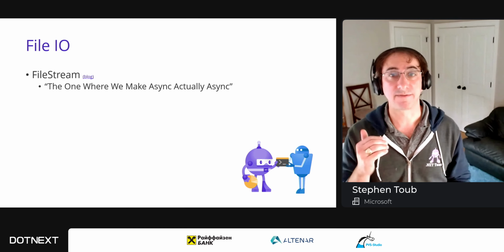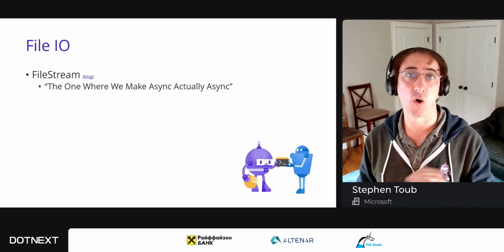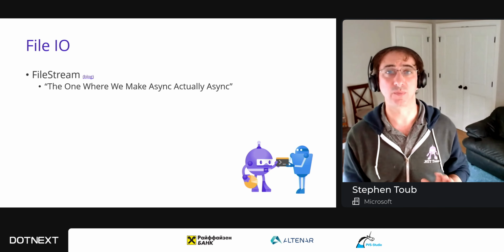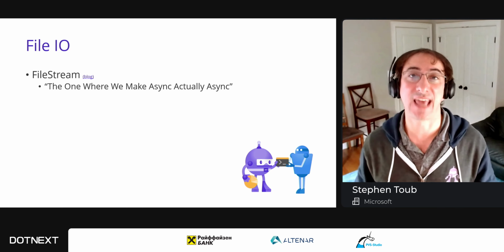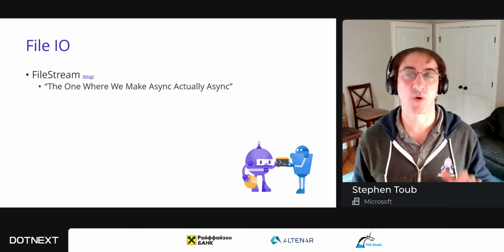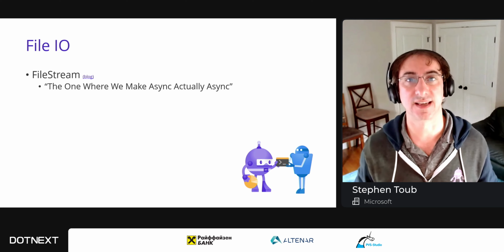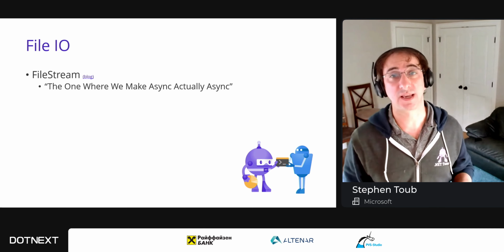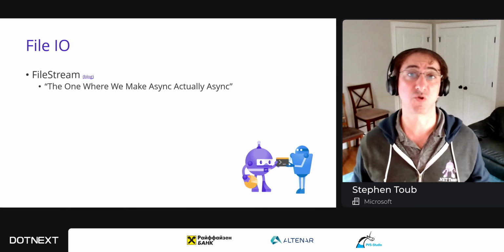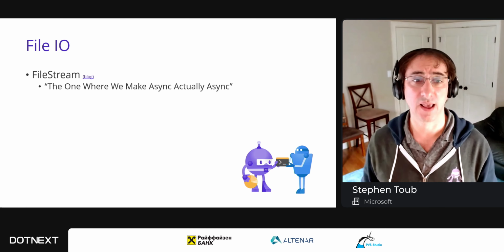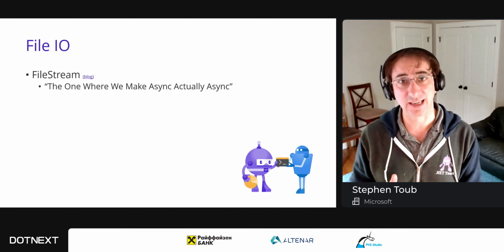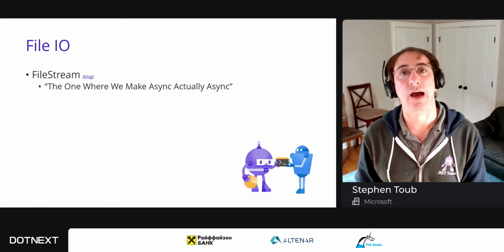All right, moving on, file I/O. So I know Adam did a whole talk on this, so I'm just going to touch on it briefly, but I do want to touch on it again because this is one of my favorite changes in all of .NET 6. In large part because it's been plaguing us for 20 years since the beginning of .NET. This is the one where we make async actually async.